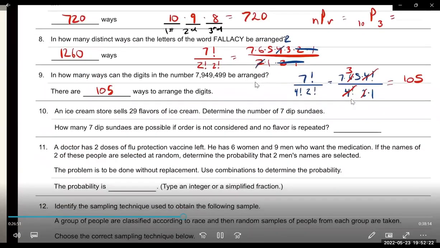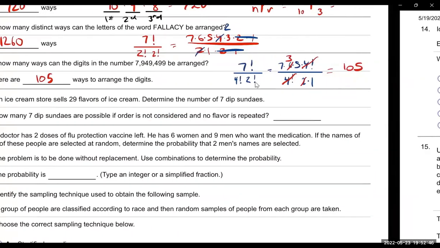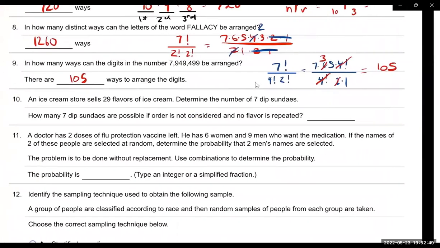Okay, we are number 10. An ice cream store sells 29 flavors of ice cream. Determine the number of 7-dip sundaes. How many 7-dip sundaes are possible if order is not considered and no flavor is repeated? Okay, so let's see. That means there's no order, like order is not important. So that's a C problem, right? Since the order is not important.